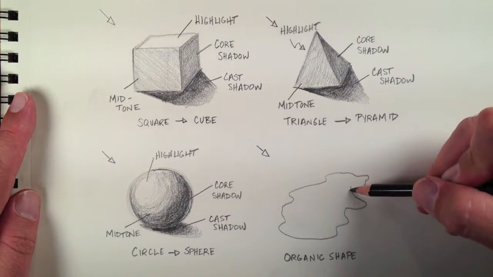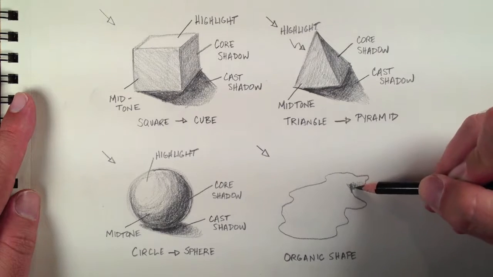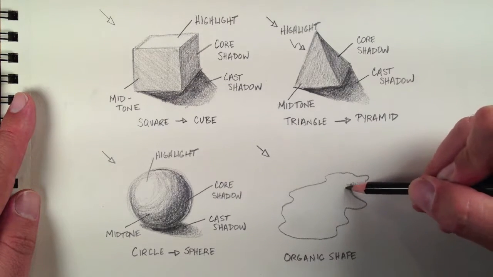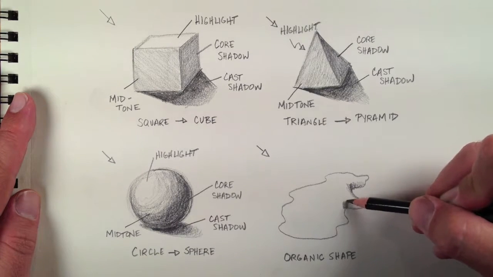Remember, we're trying to create the illusion of light here. So we need to have shadow. We need to have a core shadow. We need to have a midtone and a highlight on the object. And we also have to have a cast shadow that comes from it.